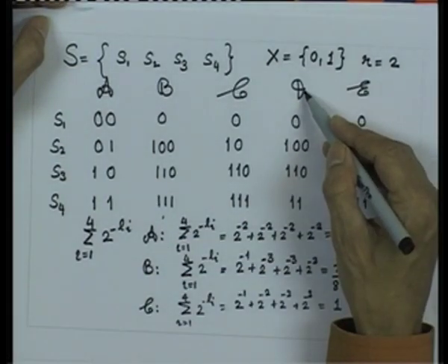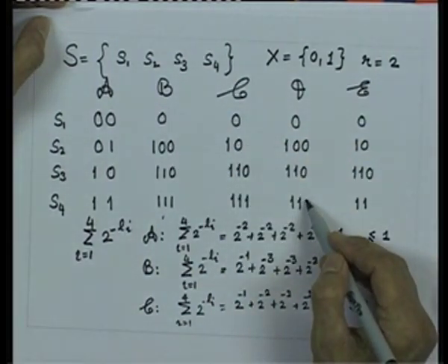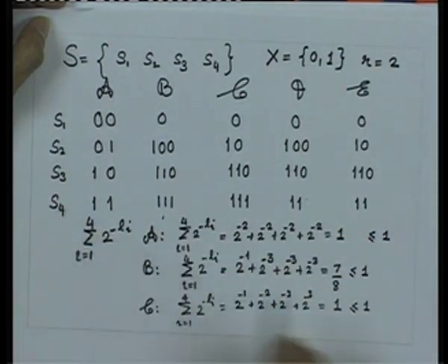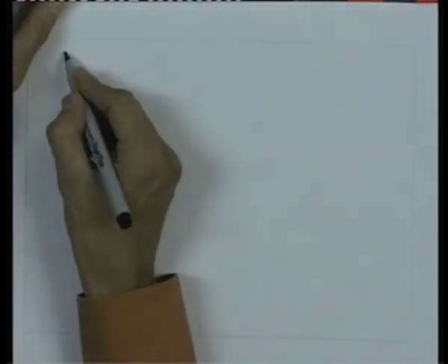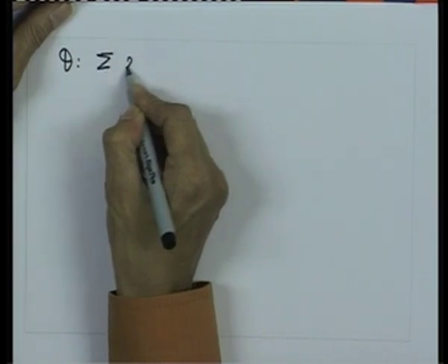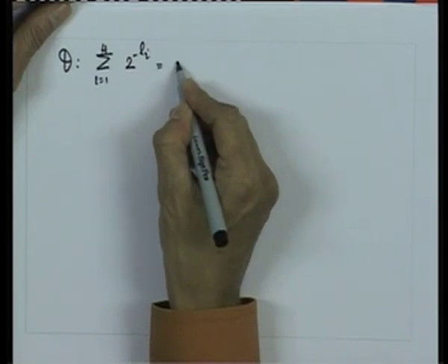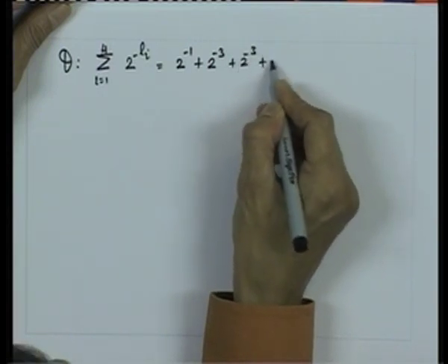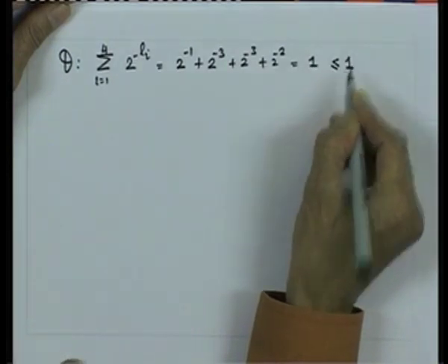And finally, let us look at the code D. Now, this code D has been obtained from code B by just dropping a code symbol 0 from the last code word, corresponding to S4 in the code B. Now, for D, if you evaluate this expression, it turns out to be 2 to the minus 1 plus 2 to the minus 3 plus 2 to the minus 3 plus 2 to the minus 2, and this turns out to be 1, which is less than or equal to 1.